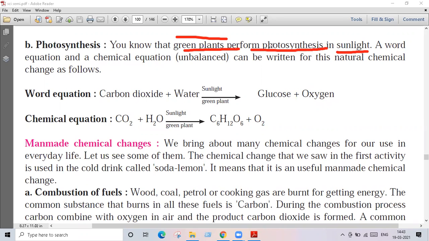And it also requires water. A word equation and a chemical equation that is unbalanced can be written.